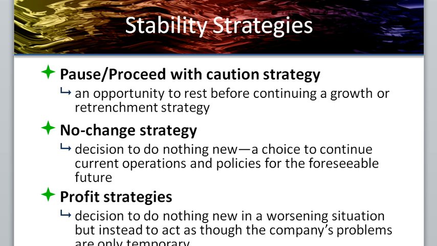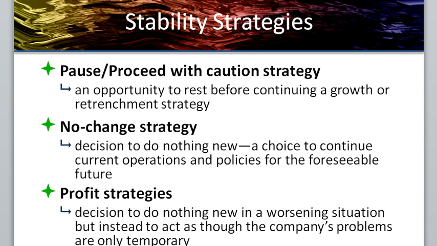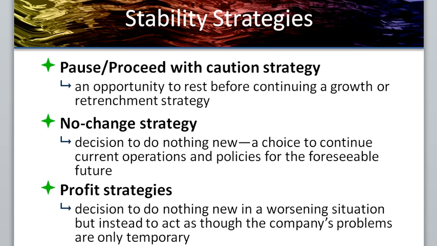Okay. Now, if we look at the stability strategies, we have the pause, or proceed with caution, which is basically taking a rest and seeing what's happening before continuing to grow or retrench. So it's really just taking a pause or a break to see what's happening. Things are changing in the marketplace, and you're not really sure what direction to go in, so you just stand still until more information comes in.